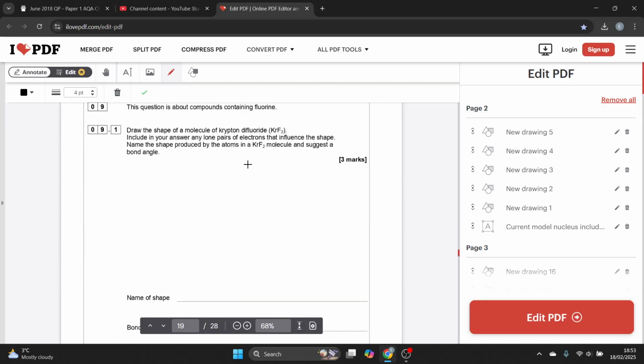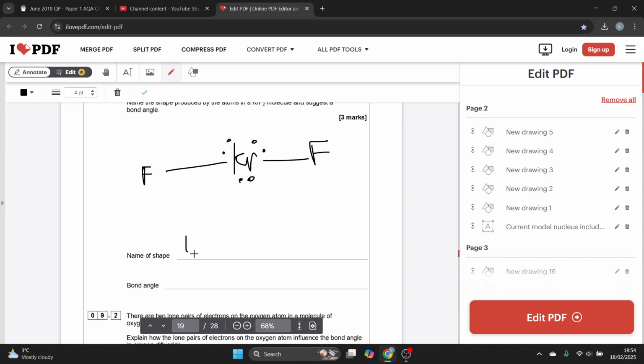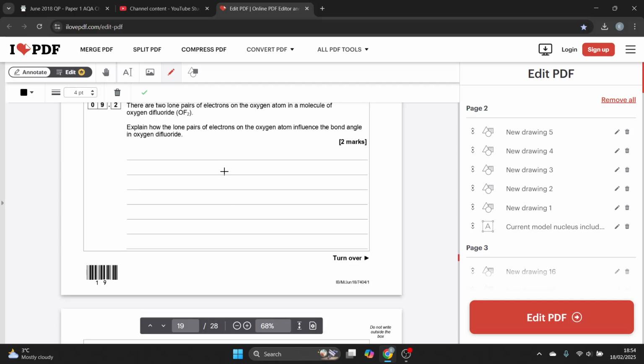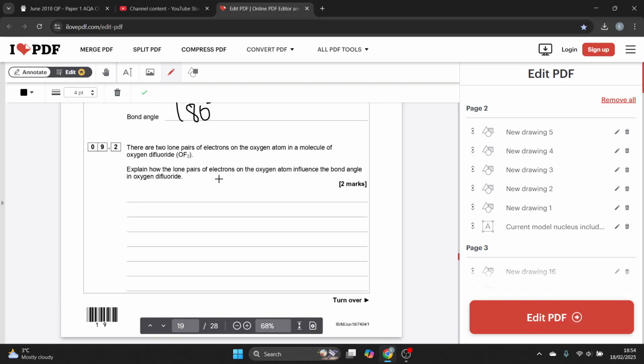Question 9.1, draw the shape of the KrF2 molecule. Oh, KrF2. Okay. Now Kr is going to have one lone pair of electrons there, one lone pair, and one lone pair here. The name of the shape: linear. The bond angle, then, is going to be 180 degrees, even though it's got all these lone pairs.